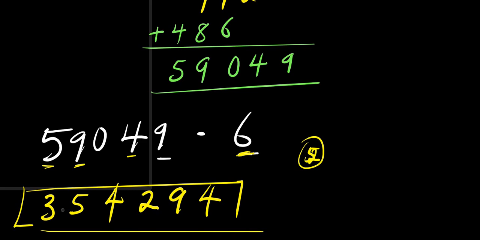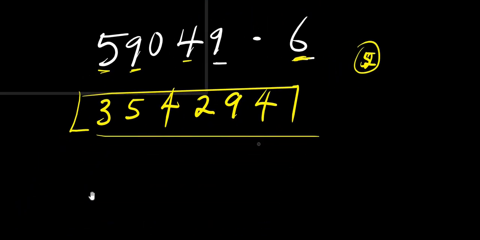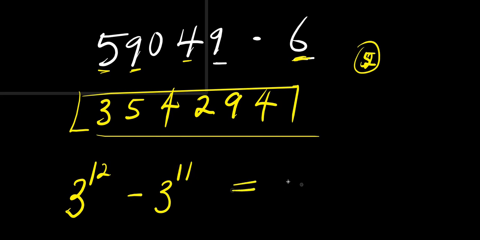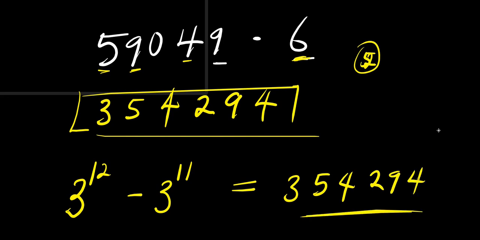So this is what we are getting for 3 to the power of 12 minus 3 to the power of 11. This is 354,294. So this is it, guys.